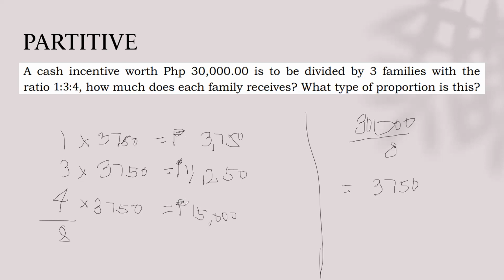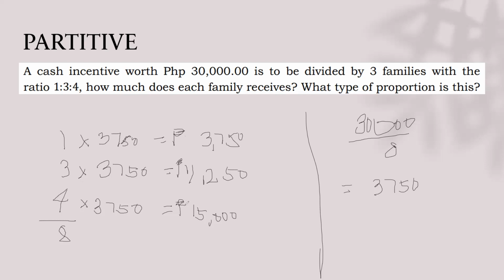proportion. Nakadepende kung ilang bahagi ang mapupunta sa bawat isa. So in this case, ang tatlong pamilya ay may ratio na 1:3:4. Ibig sabihin, ang unang pamilya ay may ratio na 1, ang second family ay may ratio na 3, at ang pangatlong pamilya ay may 4. So technically, there are 8 parts. Dinivide natin yung 30,000 by 8. So ang isang bahagi ay nagkakahalaga ng 3,750.